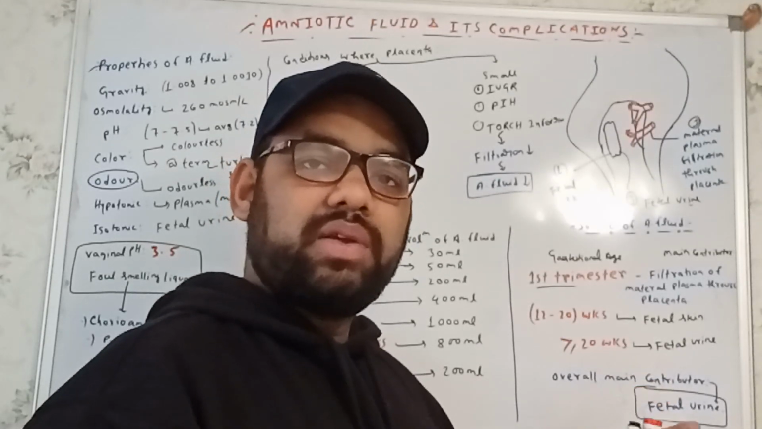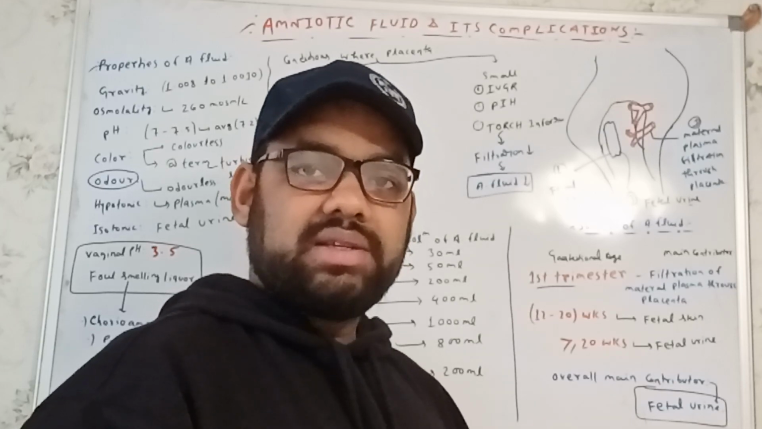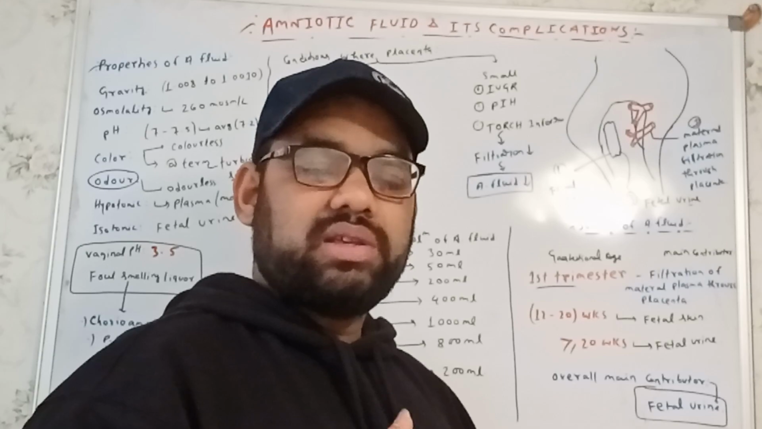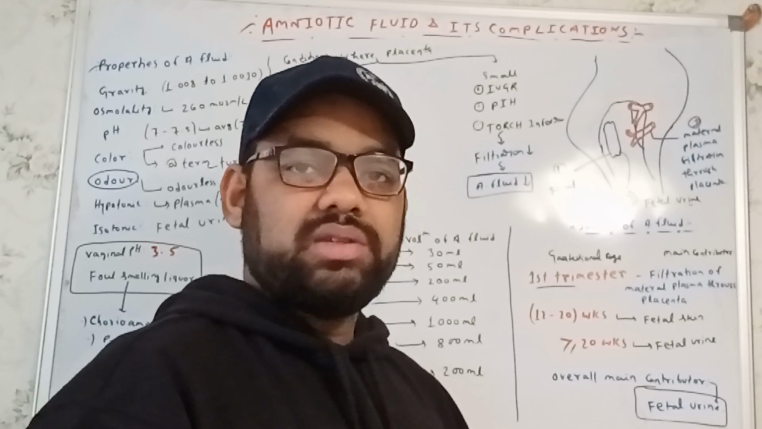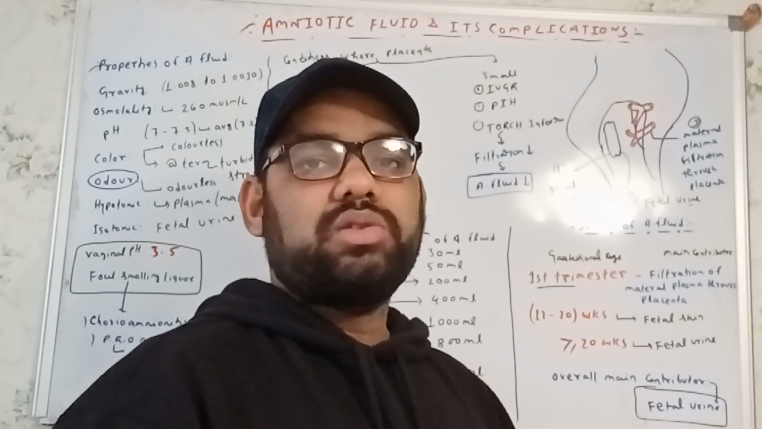Omphalocele, the neural tube defect. In these conditions, we'll get to see the transudate, right? The secretions of the transudate will be increased. So ultimately, we'll get to see the volume of the amniotic fluid also increased.